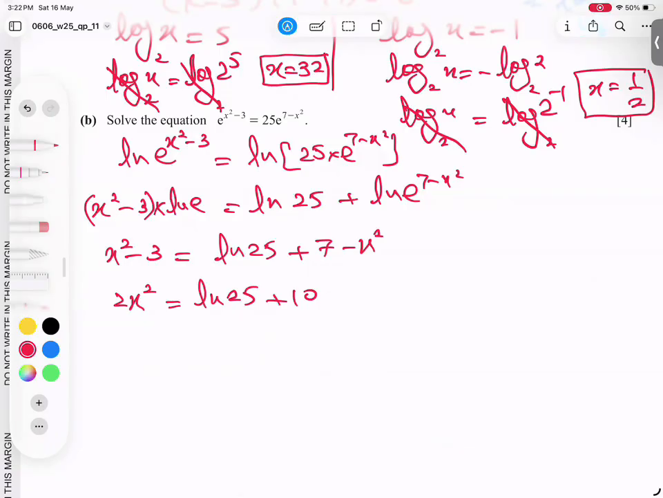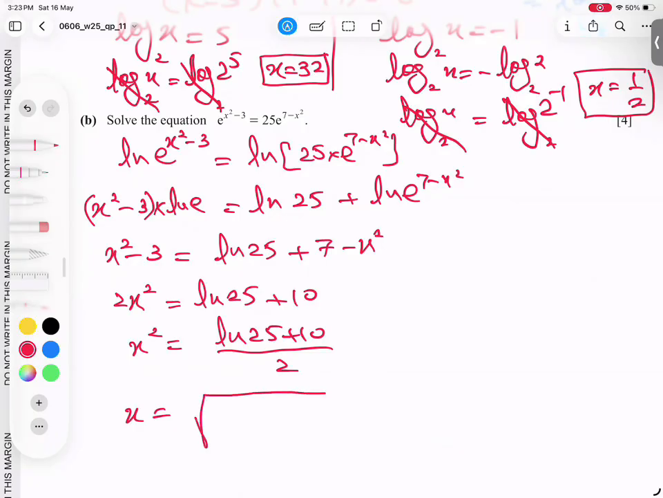So 25 plus 10. Okay, now 2 divides. I got logarithm of 25 plus 10 over 2. Simple, take a root of both sides. When I take a root, students, it becomes 1 positive and 1 negative. So I'm writing the exact value, logarithm of 25 plus 10 over 5 over 2, and 1 positive and 1 negative.